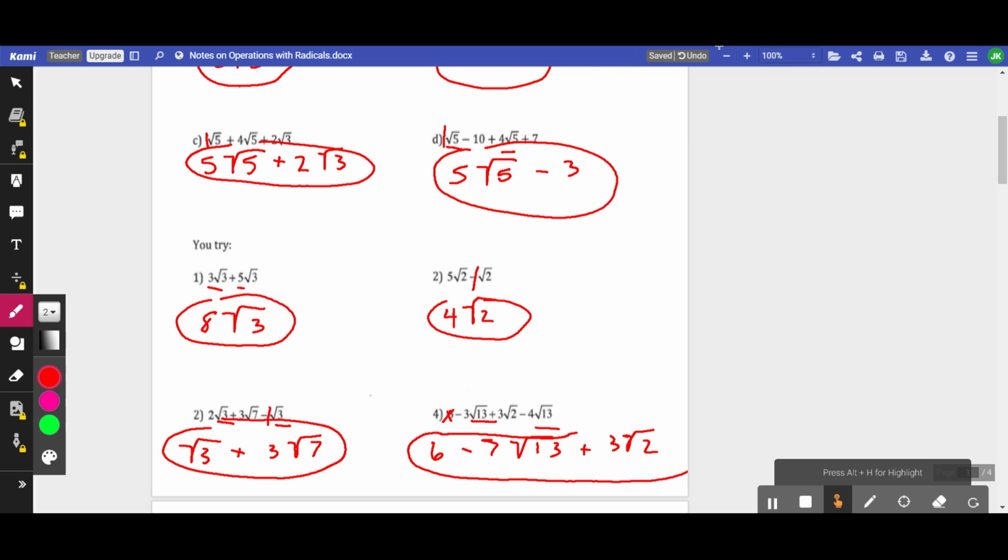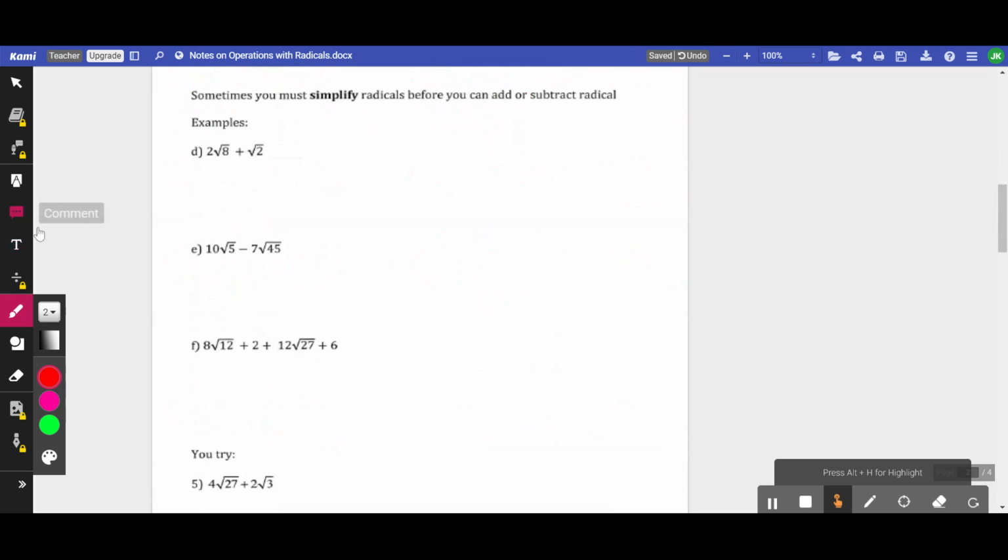And then for these on the next page here, you're gonna do the same thing that you did on the other side. If you look at these to start, the 2 square root of 8 plus the square root of 2, these can't be combined to start because you have different numbers under your radical symbol, because one of these has an 8 and one of these has a 2. But you're gonna take out as much as you can for both of these so that you can combine them. So pretty much, like this says here, you'll simplify the radicals before you add or subtract for these.